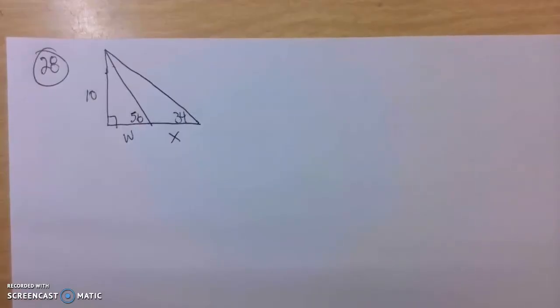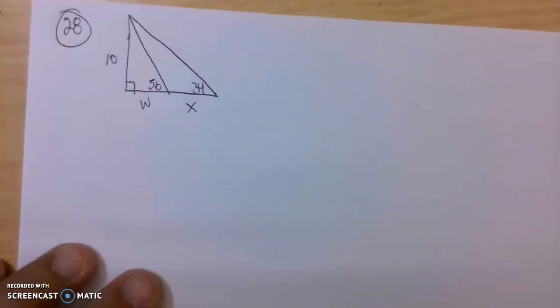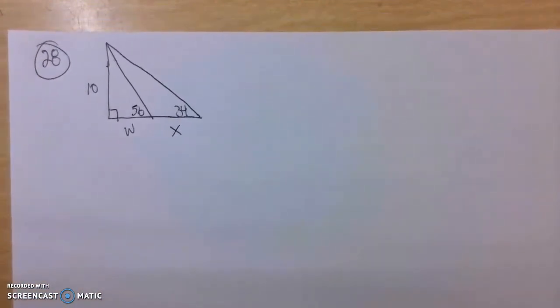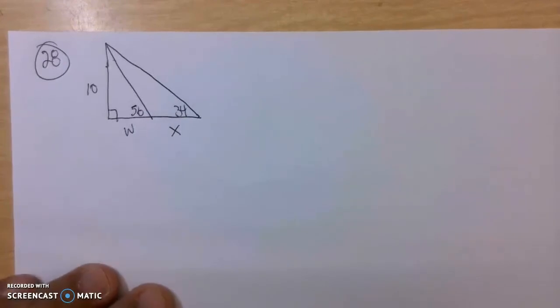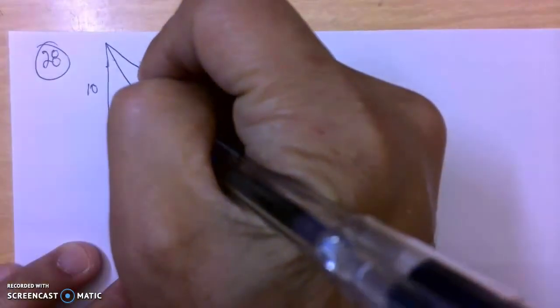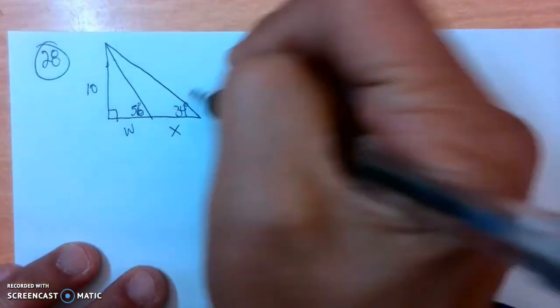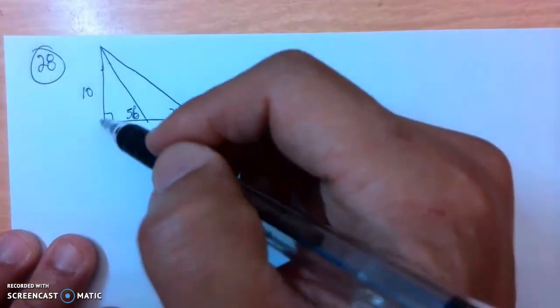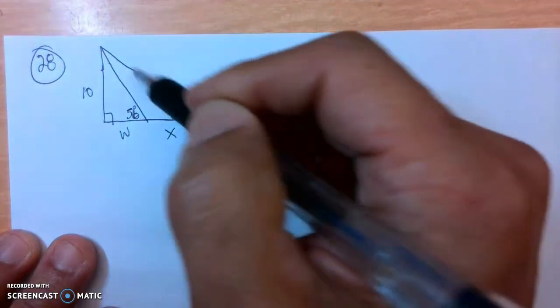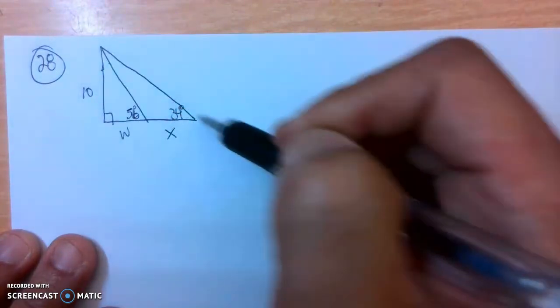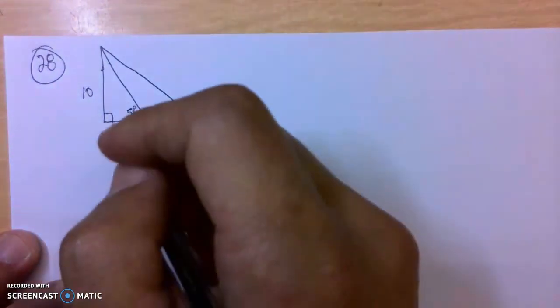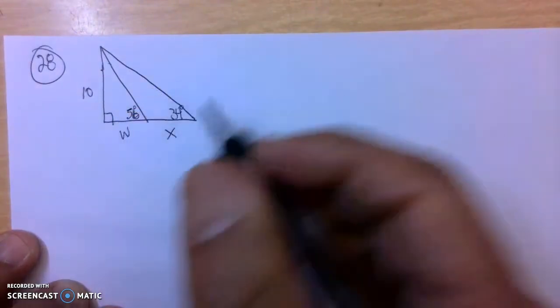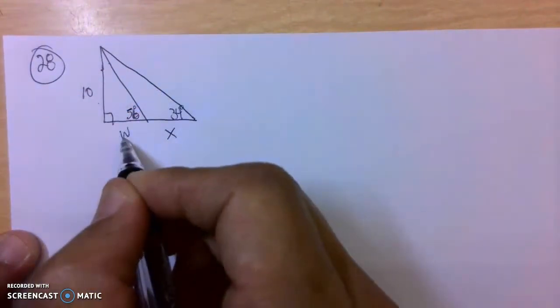Okay, we're looking at number 28 here. This is solved for the variables W and X. These are degrees, 56 degrees, 34 degrees. There are three triangles here. There's this right triangle to the left, there's this not right triangle to the right, and then the big right triangle. Let's focus in on the 56, and I'll solve for W. This is opposite. The W is adjacent.